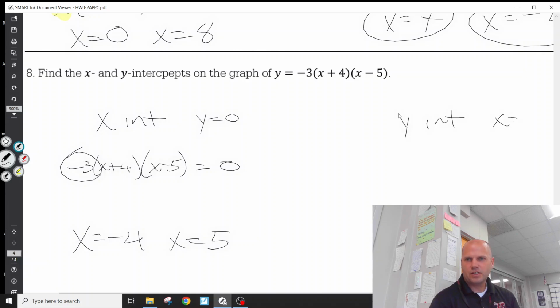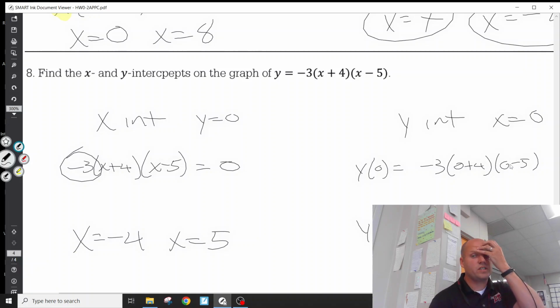Y-intercept, x is 0. So like y of 0. Plugging in 0 for x. Negative 3 times 4 times negative 5. So that's negative 20 times negative 3 is positive 60.